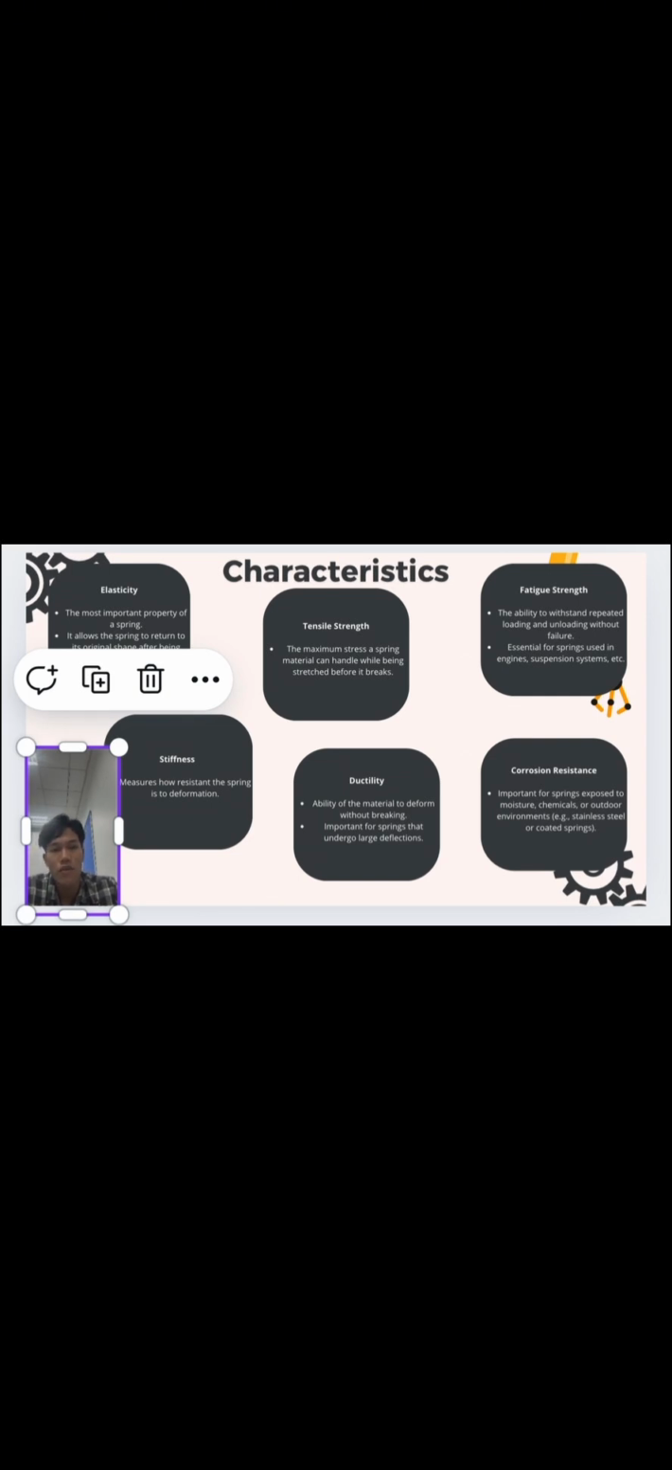And finally, we have corrosion resistance. The corrosion resistance determines a spring's working lifespan. This is important for springs exposed to moisture, chemicals, or outdoor environments.